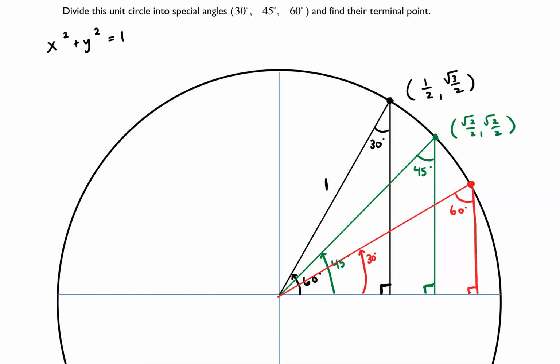And so this is the same triangle that we drew in the black. It's just oriented differently. So basically all we're doing there is we're swapping the x and the y coordinate. So that's going to be √3/2, and the y coordinate is going to be 1/2. So I'm going to go ahead and highlight our answers. These are the 3 terminal points that we were looking for.